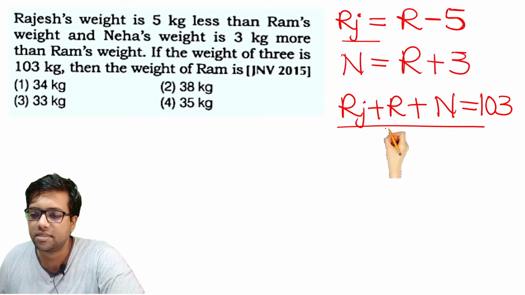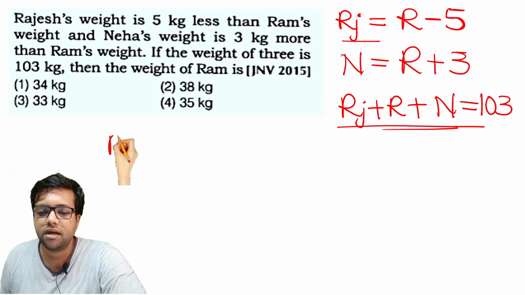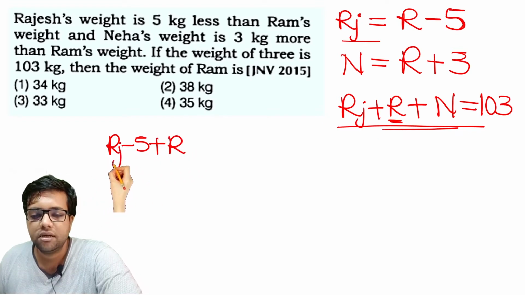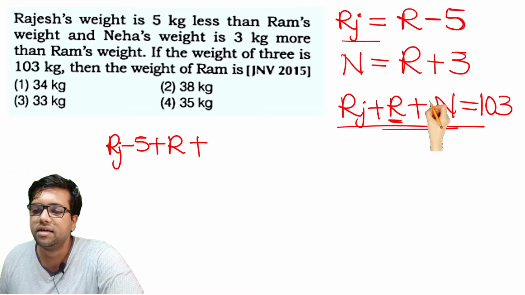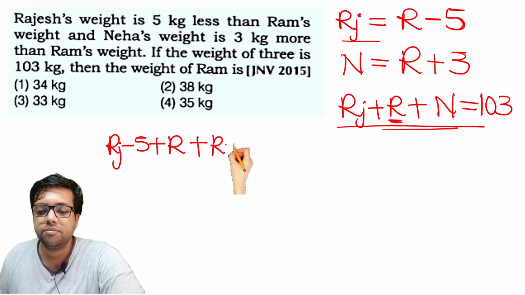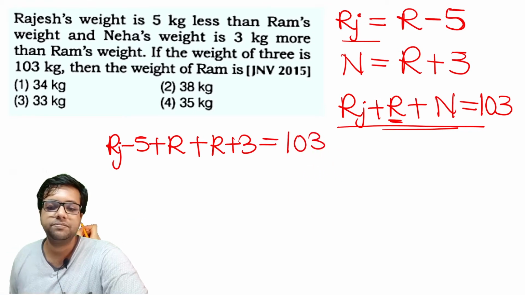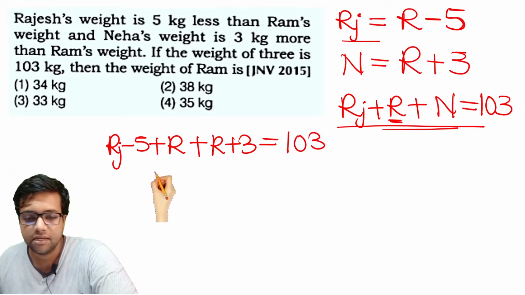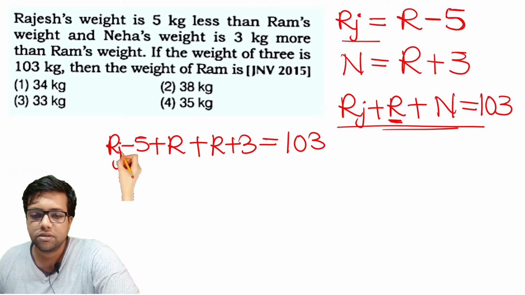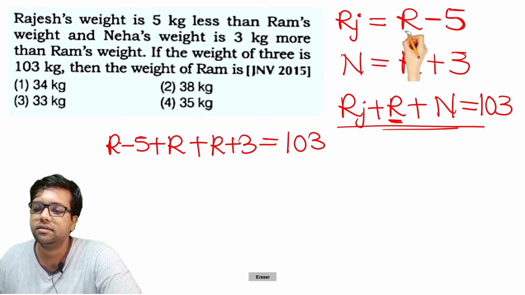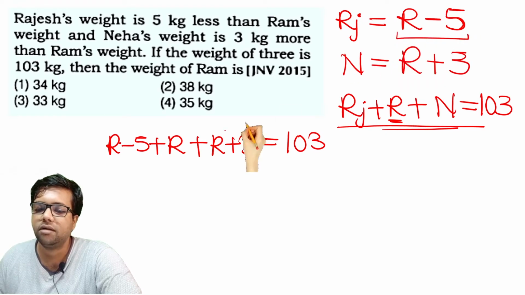So let us expand this part. Rajesh's weight is R minus 5 plus Ram's weight, which we don't know, we keep it R as it is, plus Neha's weight is R plus 3, okay. So all of it will sum up to 103. We are writing it in the expanded form. Rajesh's weight is R minus 5, okay.